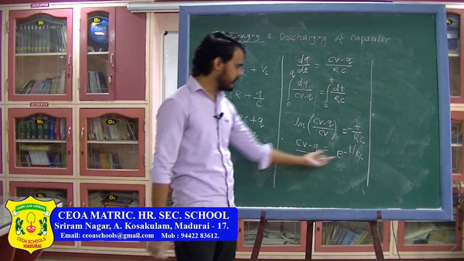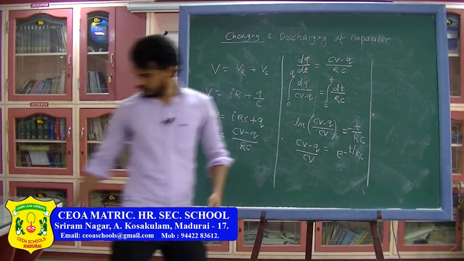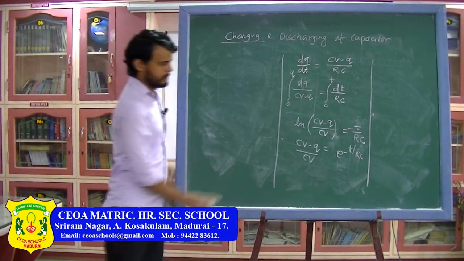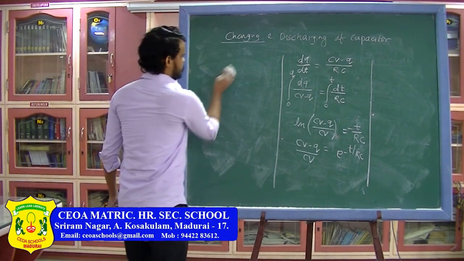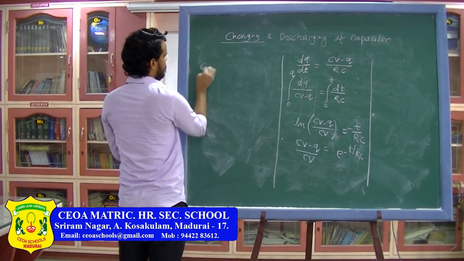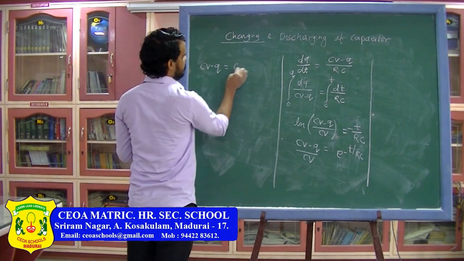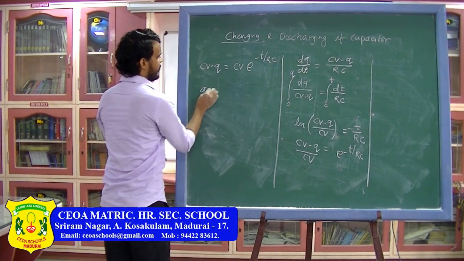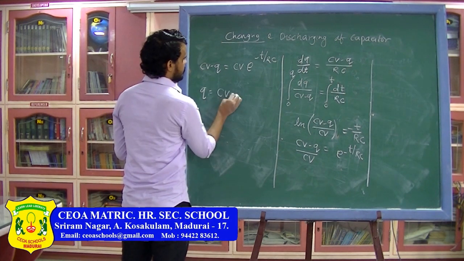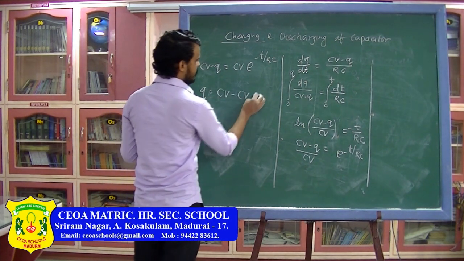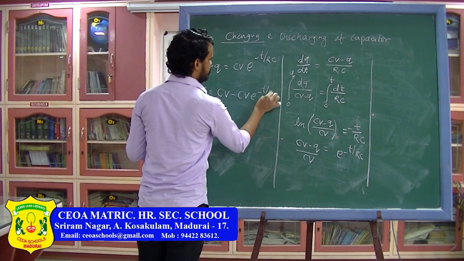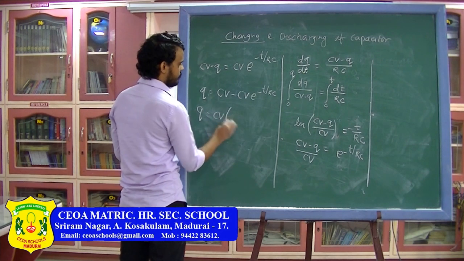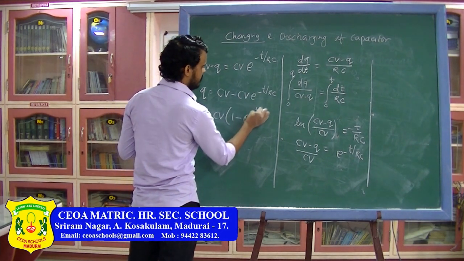Now again I can rearrange this and write Cv minus Q is equal to Cv times e power minus t by RC, and from here Q at any time t can be written as Cv minus Cv e power minus t by RC. From here I can take Cv common, which is C into V into (1 minus e power minus t by RC).